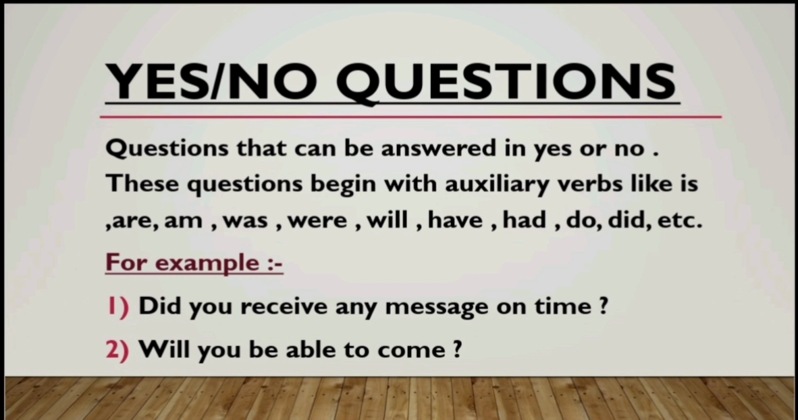Have a look at these examples here. The first one is, did you receive any message on time? And the answer could be yes I did, no I didn't. So these are yes no questions whose answer could be received in yes or no. The next example is, will you be able to come? And you can simply answer this question in yes or no form.